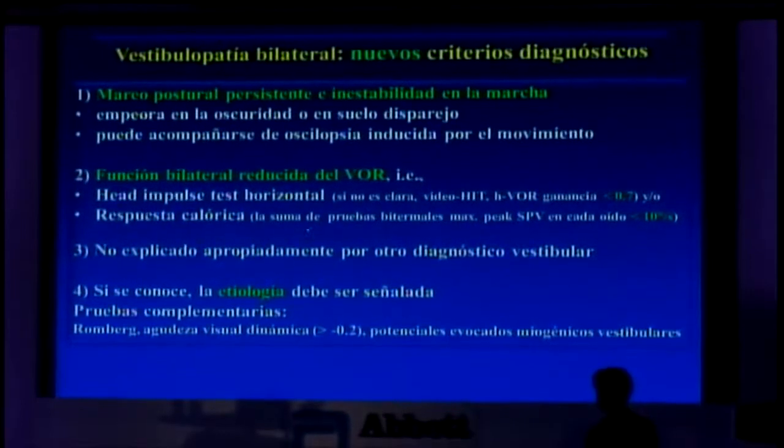If you do a caloric irrigation, which is still a very important test, the sum of the peak slow phase velocities of the nystagmus on the right and the left side should be less than 10 degrees. That's the agreement. And this is a standard sentence: not better accounted for by any other vestibular disorder. If you know the diagnosis, you can add the etiology, for instance, gentamicin or bilateral Meniere's disease. Complementary tests are the Romberg test, dynamic visual acuities, and vestibular evoked myogenic potentials.